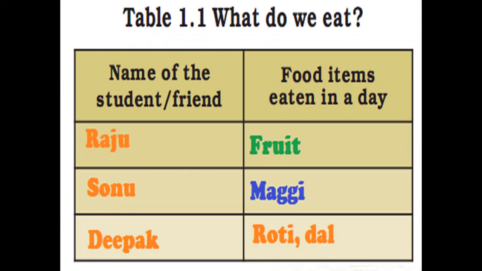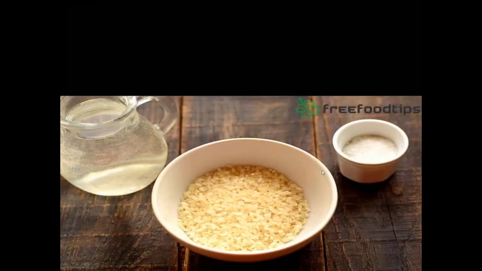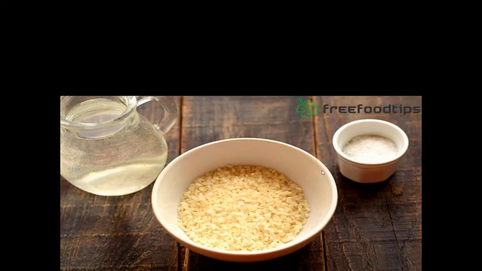Now here is a simple activity. You need to ask your friend's name and enter the name in this column. Write the names of your friends in this column and ask them what they have taken the particular day and mention it here. Like here, Raju has taken fruits, Sonu has taken Maggie, Deepak has taken roti and dal. In the same way, you ask three of your friends and mention here what they have eaten that particular day.